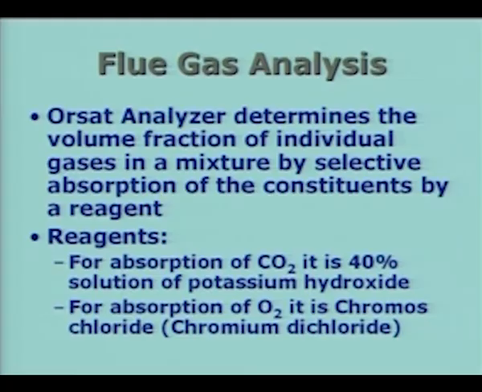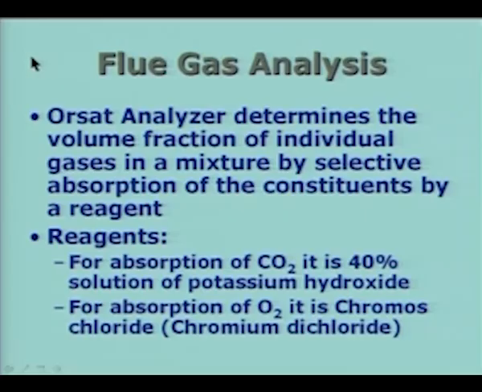So, the reagents which are used normally are given here. For example, for absorption of CO2, it is usually 40% solution of potassium hydroxide. For absorption of oxygen, it is chromous chloride, also called chromium dichloride. There are other substances also used, I will come to them as we go along.